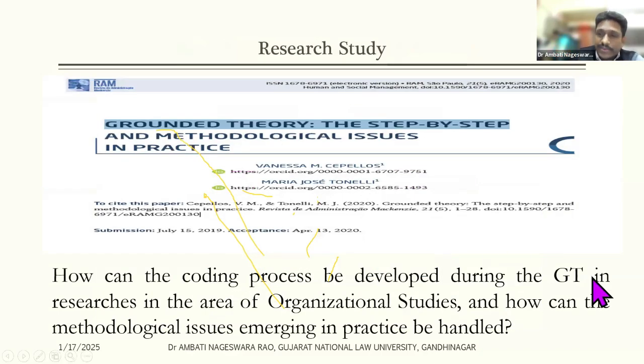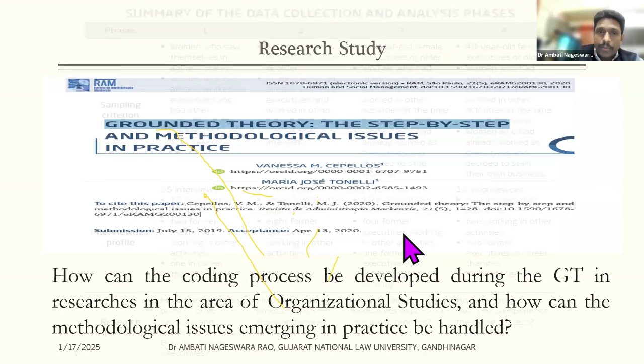Now, there is a very interesting article. The title of the article itself: Grounded Theory: A Step-by-Step Methodological Issues in Practice. Here, the researcher conducted research. The researcher wanted to understand how the aging process, as we are reaching above 40, 50 years, as we are becoming old, how it is having an impact on identity, what kind of life we are having in terms of professional life, in terms of personal life.